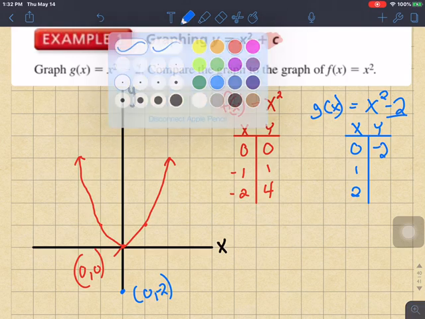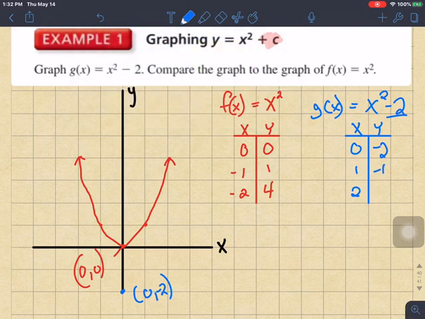I'll finish the rest of this. So 1 minus 2 is -1, and 4 minus 2 is 2. So we have (1, -1), and we have (2, 2). If you look at that, everything is the same, really. Let me get rid of that right now. And then we'll do the negative side. We have (1, -1) and then (2, 2).